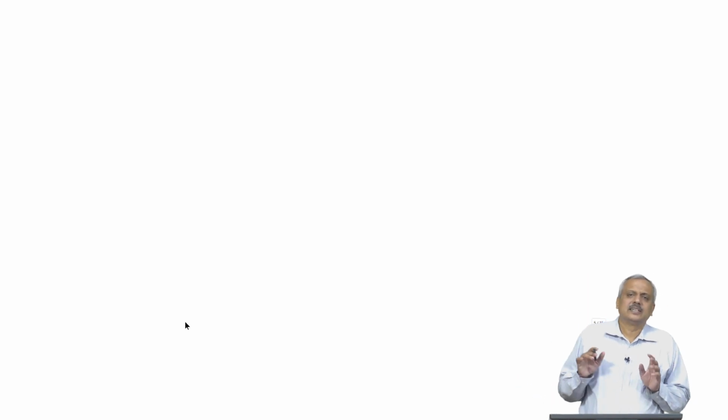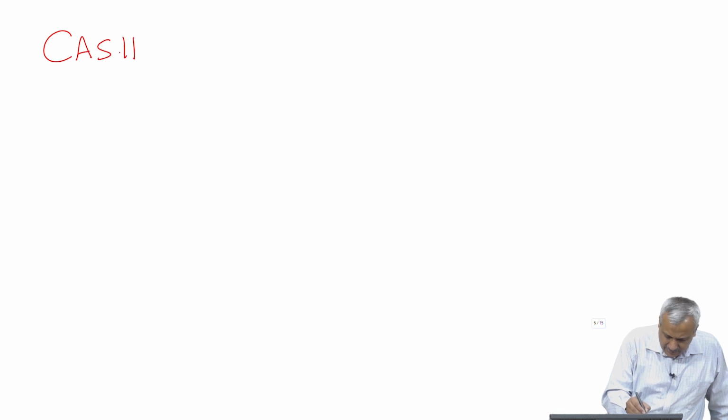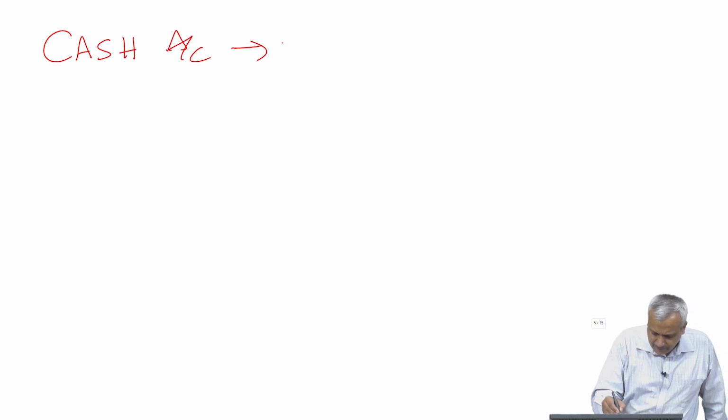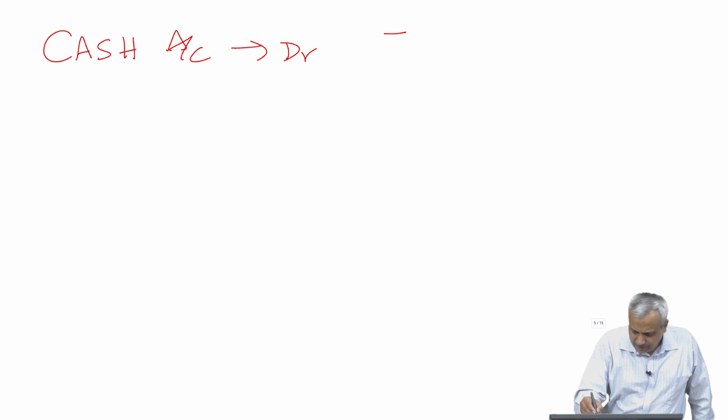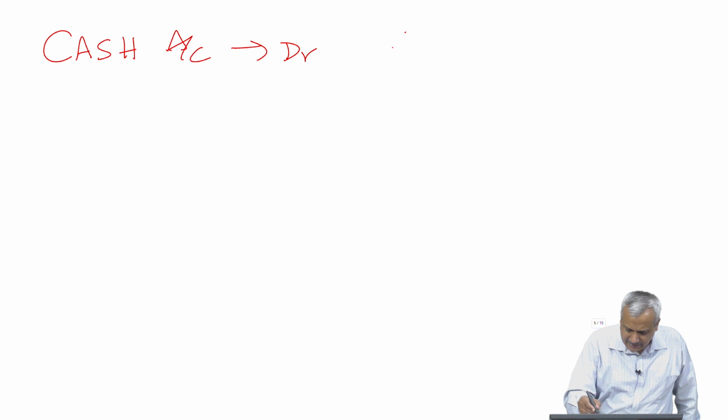First and foremost, there is cash that is coming in, debit what comes in. What is coming in? Cash is coming in, cash account debited. How much is cash coming in? Cash coming in is not 700, cash is coming in to the extent of about 680.